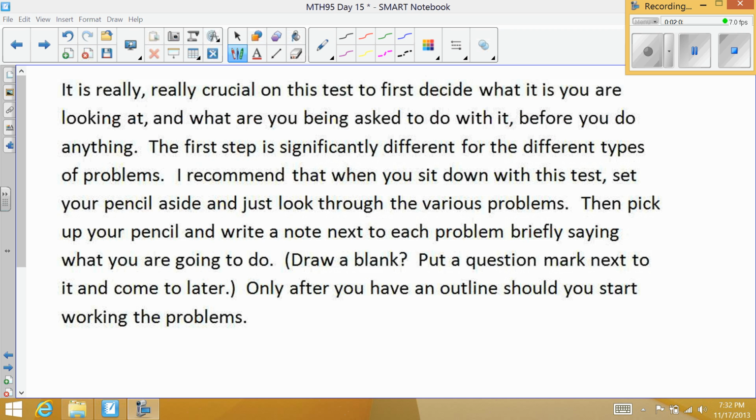What I recommend is when you sit down at the test, set your pencil aside, look through all the various problems. Then go back, pick up your pencil. Don't start the problems. Just write a note next to each problem, briefly saying in your own words what you're going to do. Do I need an LCD? Can I clear fractions? If you draw a blank, of course, just put a question mark next to it. Come back to it later. Don't worry about it. But only after you've got an outline for most of the problems should you actually start working the problems. I think you're going to find that'll help.